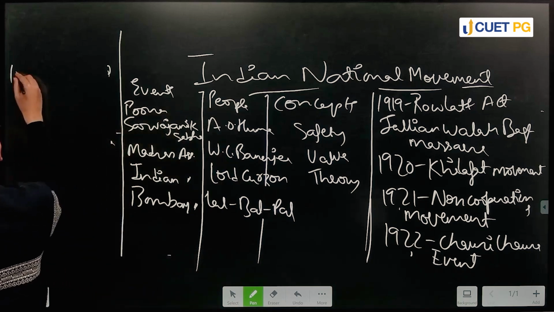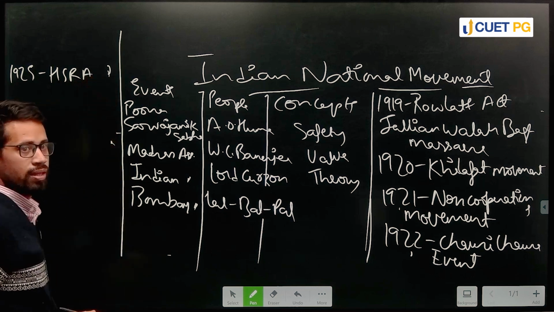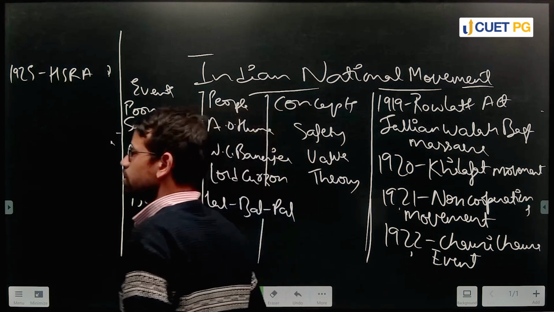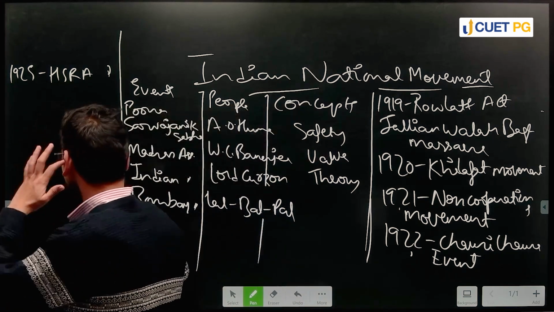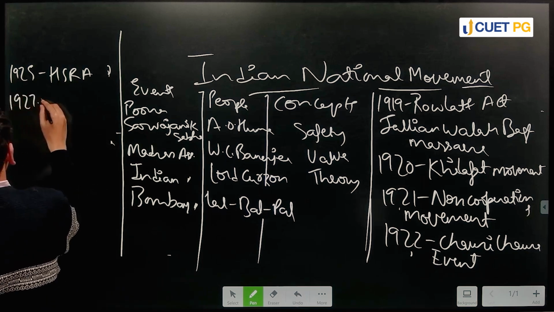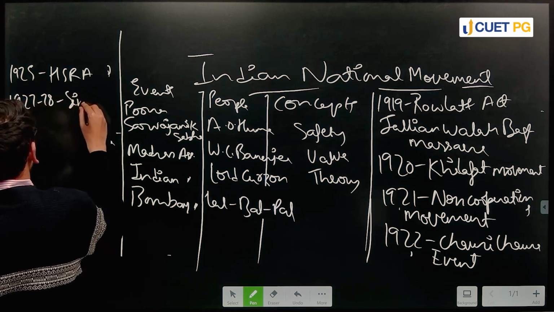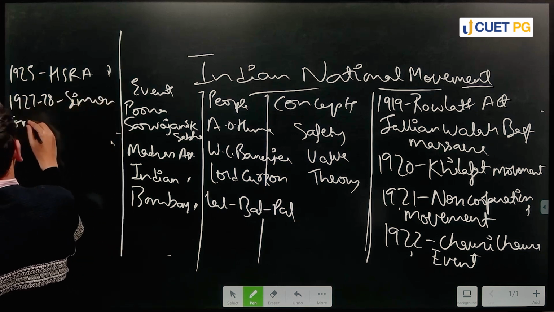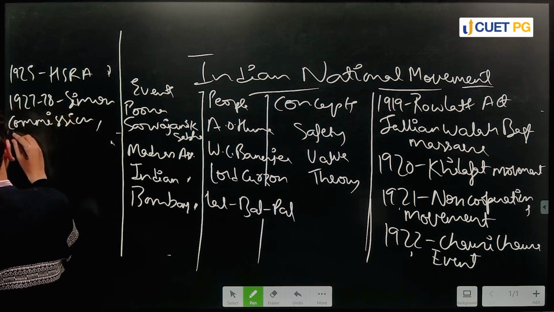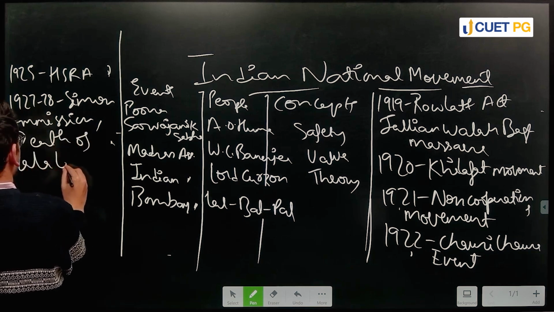1925, HSRA. HSRA basically means Hindustan Socialist Republic Association, which had leaders like Bhagat Singh, Ram Prasad Bismil, Chandrasekhar Azad, etc. Right? 1927-28, late 1927 to 1928, the emergence of Simon Commission, the protest against Simon Commission, and the death of Lala Lajpat Rai.